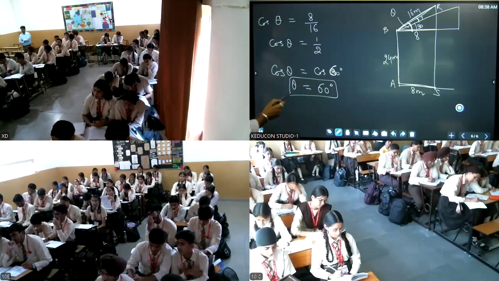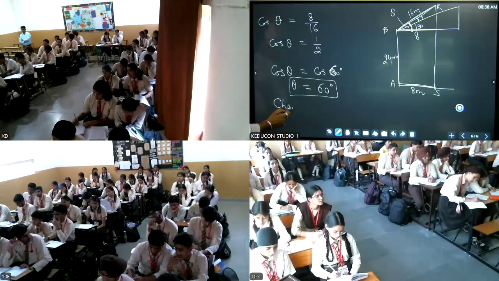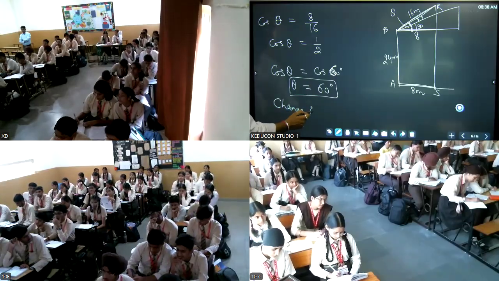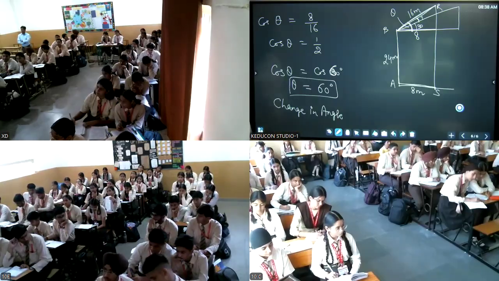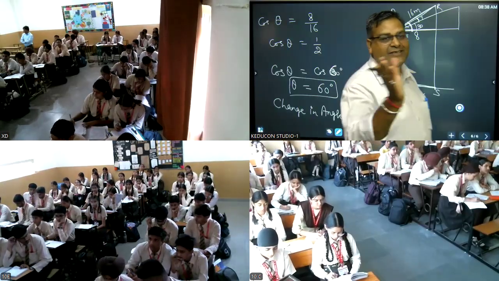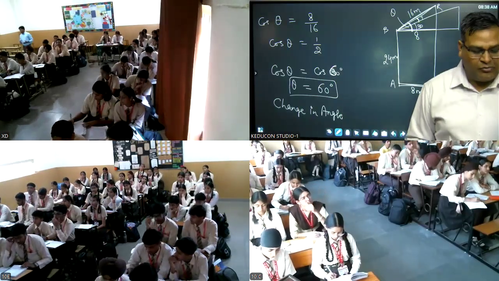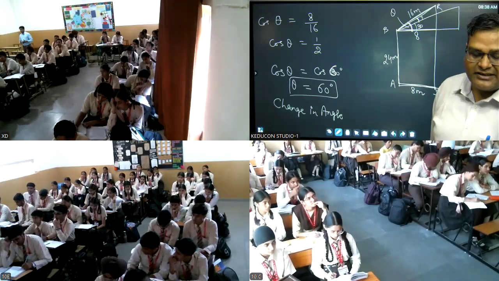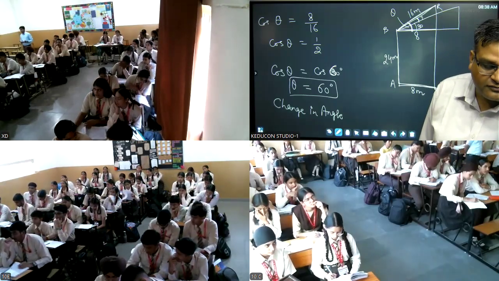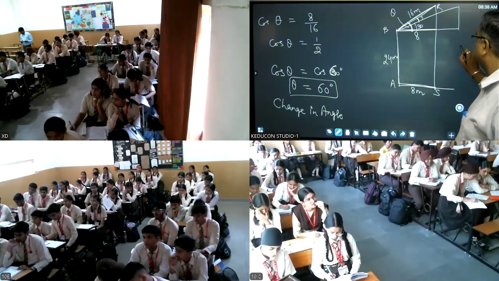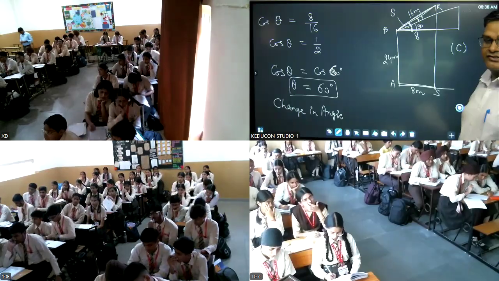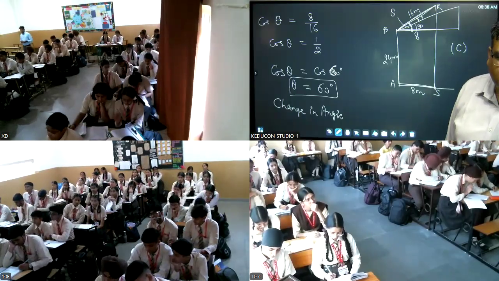So what is the change? Change in angle कितना हो गया? Earlier it was 30 degree. So it has increased to 60 degree. So by how much angle it has been rotated now? 30. So the answer will be 30. C choice. C 30. Understood or not?